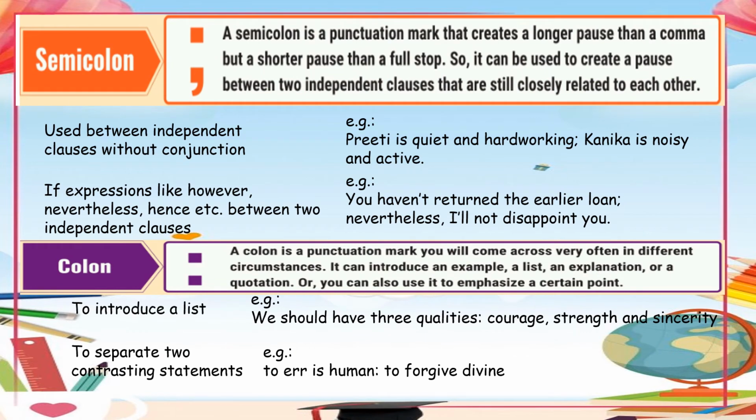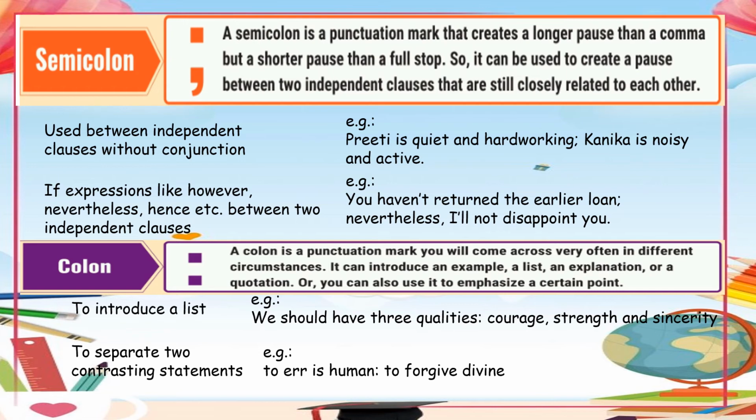Now semicolon, used between independent clauses. If two clauses are given, and both are independent, like both are main clauses, in the same statement I will put a semicolon. Like Preeti is quiet and hardworking; Kanika is noisy and active. If expressions like however, nevertheless, hence, etc. come between two independent clauses, like you haven't returned the earlier loan; nevertheless, I'll not disappoint you. We have already learned that after using nevertheless and all, we have to put comma. But before nevertheless, if we have a statement, then we have to put semicolon.